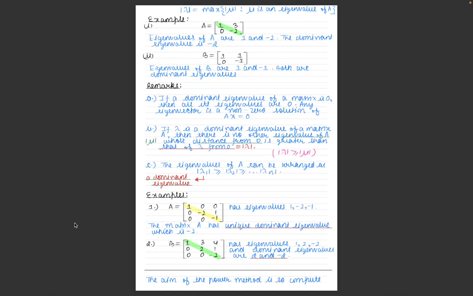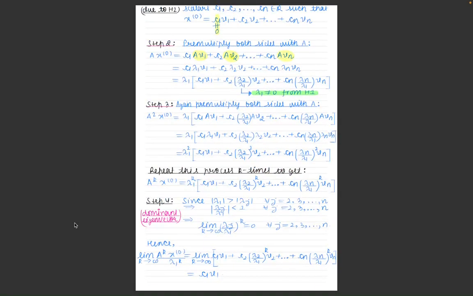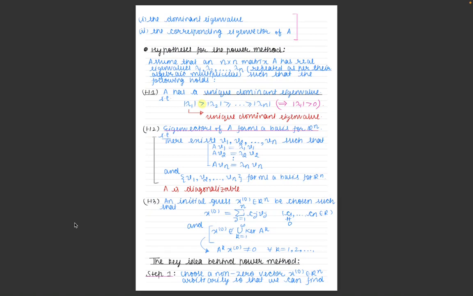So what is the power method? Any method starts with certain assumptions, certain hypotheses. So the power method starts with 3 hypotheses. The first is that A only has one dominant eigenvalue. That is, there is a unique dominant eigenvalue. Secondly, A is diagonalizable. That is, eigenvectors of A form a basis for R^n. And the third assumption is that your initial guess should not be in any kernel of A power k.